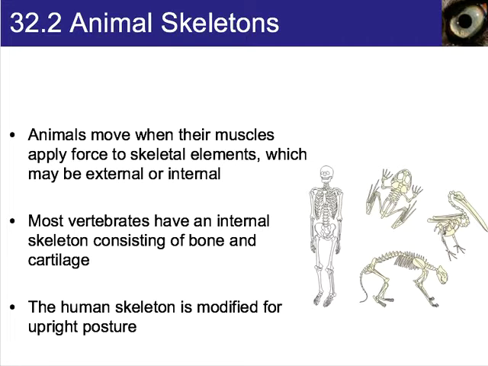Animals move when their muscles apply force to a skeletal element, which may be an external or internal skeletal element. Most vertebrates, those are individuals that have a vertebral column or spinal cord, have an internal skeleton consisting of bone and cartilage, such as the skeletons you see to the right. The human skeleton is modified for upright posture.